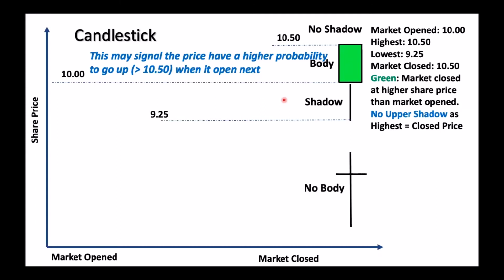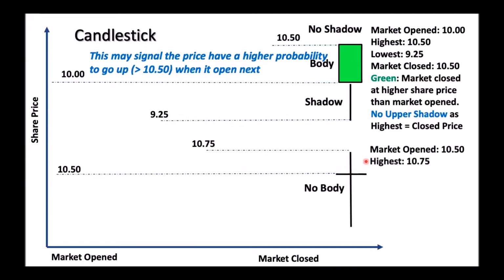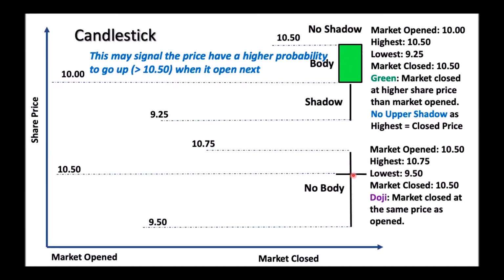Sometimes you see the cross like this, there's no body, there's shadow here and there, but there's no body. This one probably the market opens at like 10.50, then 10.75 is the highest. It goes down as low as 9.50. Then the market close is the same value as the open. So we call this a doji. It's a Japanese word. There's no body. Doji basically means that after all the hoo-ha, the price stays the same at the end of the day.